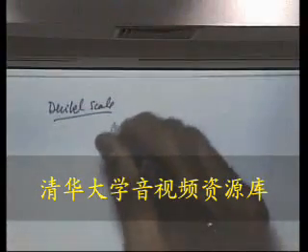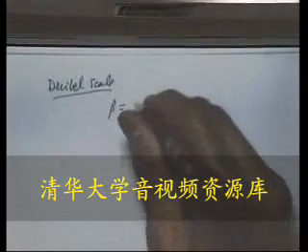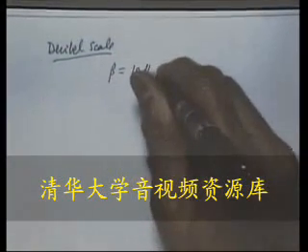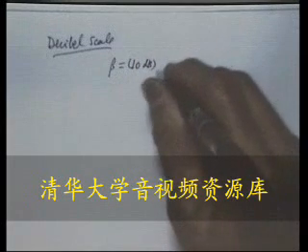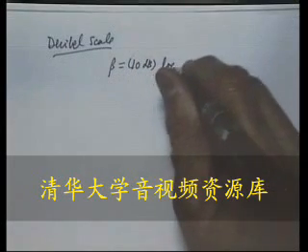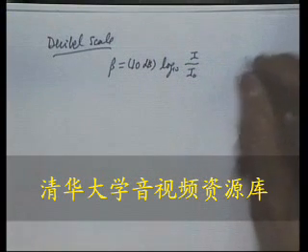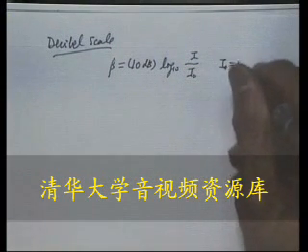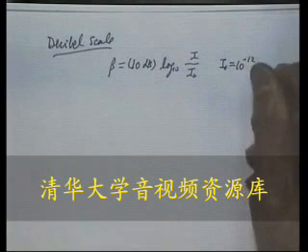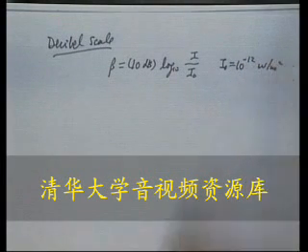There is a unit of sound volume. It's called decibels. The key formula is that the decibel scale is equal to 10 decibels times log to the base 10 of I over I0, where I0 is 10 to the minus 12 watt per meter squared.